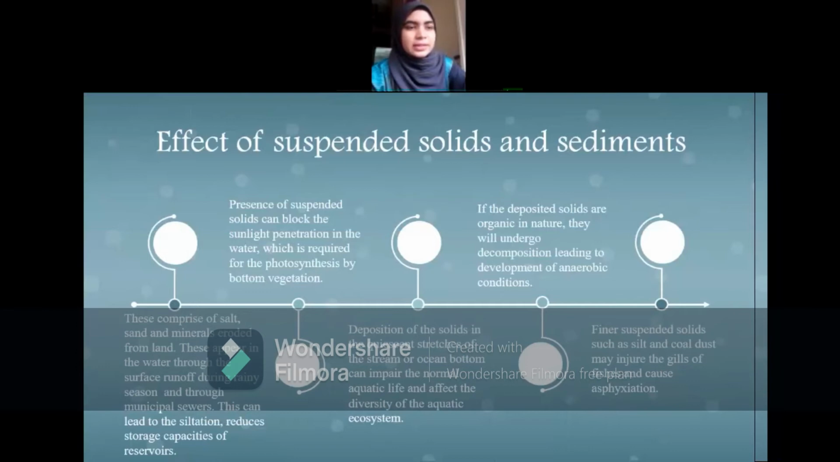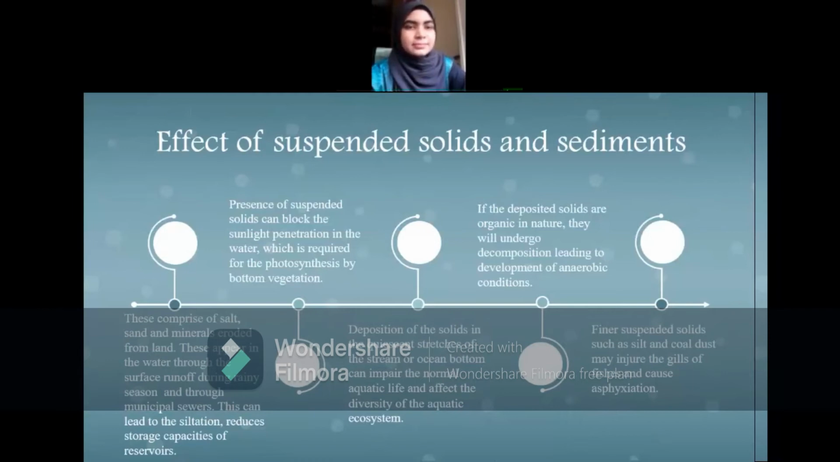Deposition of the solid in the quiescent stretches of the stream or ocean bottom can impair the normal aquatic life and affect the diversity of the aquatic ecosystem. Then, if the deposited solids are organic in nature, they will undergo decomposition leading to development of anaerobic condition. Fine suspended solids such as silt and coal dust may injure the gills of fishes and cause asphyxiation. The decrease in water clarity caused by suspended solid can affect the ability of fish to see and catch food.